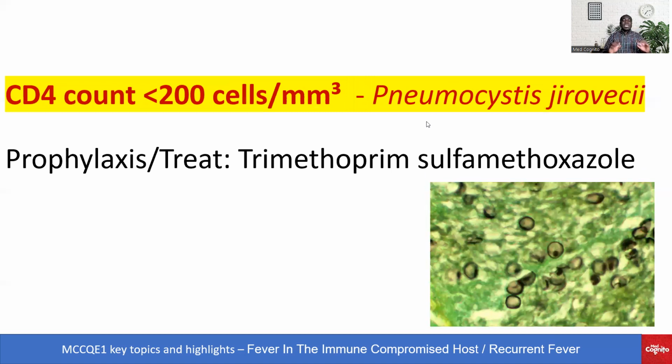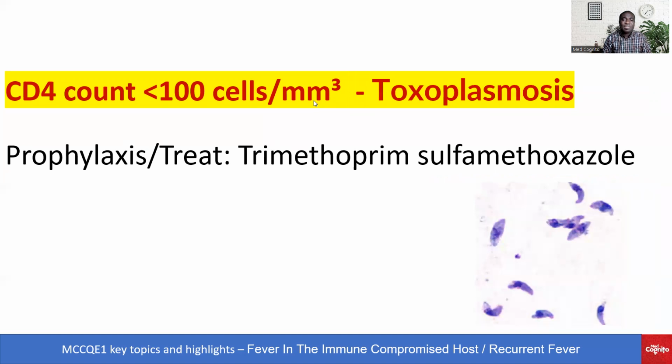Next rule of 50: if the CD4 count is less than 200, think about Pneumocystis jirovecii. The prophylaxis for that is TMP-SMX, or trimethoprim-sulfamethoxazole. Trimethoprim-sulfamethoxazole, right?